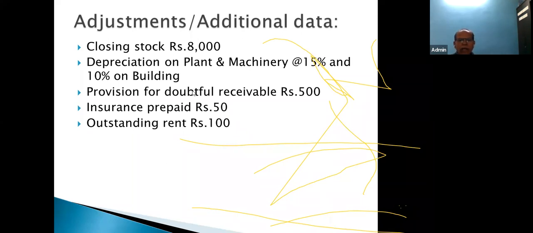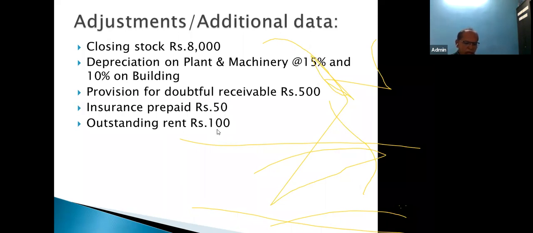Now, once all items of a trial balance are transferred to the various accounts, all adjustments now are considered. Now it is time to close accounts. So let us start from trading account. Now go to your trading account, please, everyone.